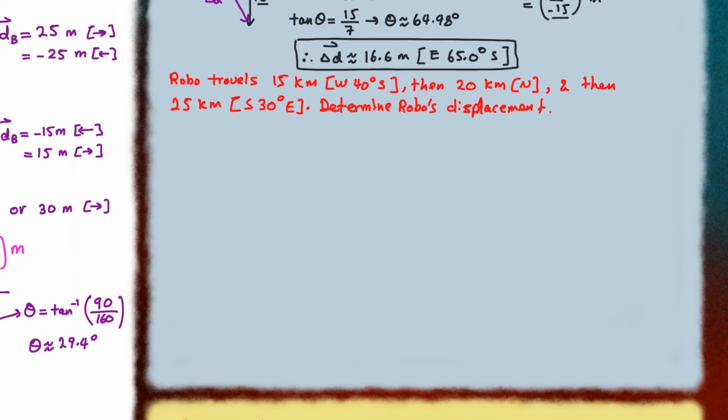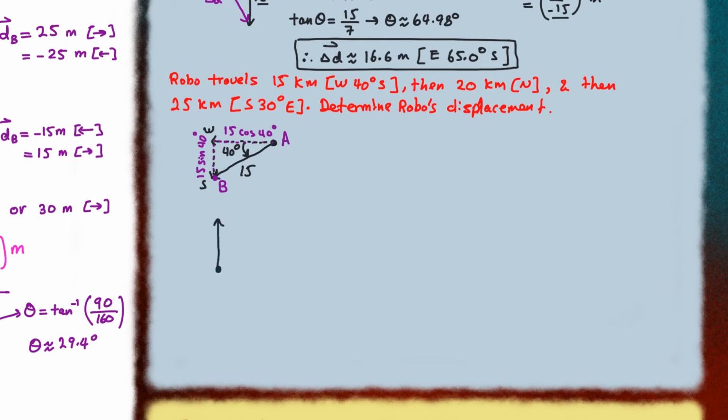We're going to assume that Robo starts at some position A and it travels towards west, 40 degrees towards south. So we draw the angle towards south, and then we draw the components and we connect the two lines, and we know the magnitude of that is 15 kilometers. Let's label that point B, and we know the side adjacent to the 40 degrees is 15 cosine of 40, and the side that is opposite is 15 sine 40.